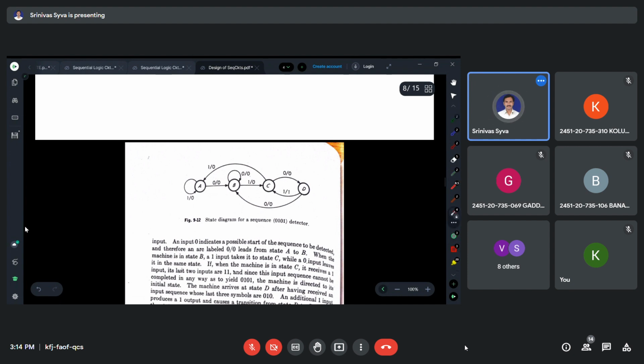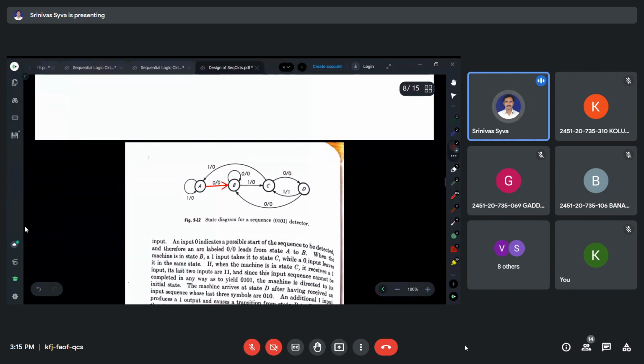So here, bit 0. Suppose now consider this one. Now first consider this one, okay? This is one transition. A transition is indicated by an arrow mark, from state A to state B. The machine is moving from state A to state B.